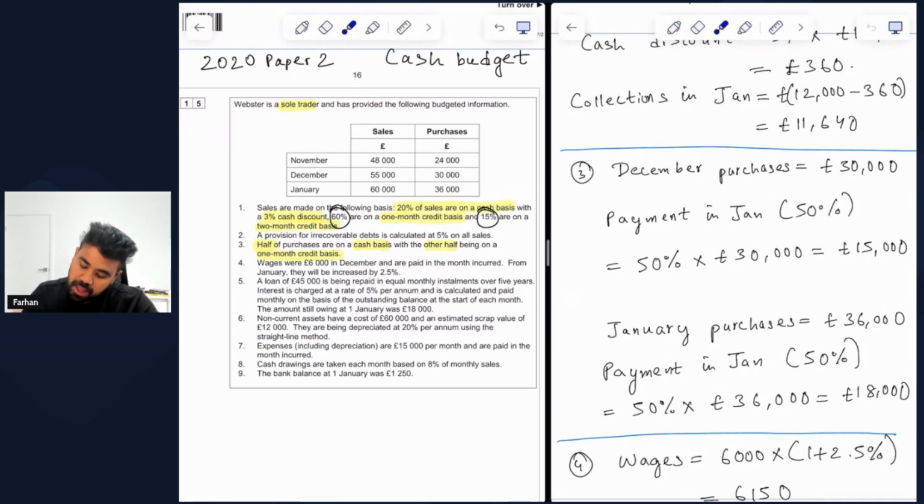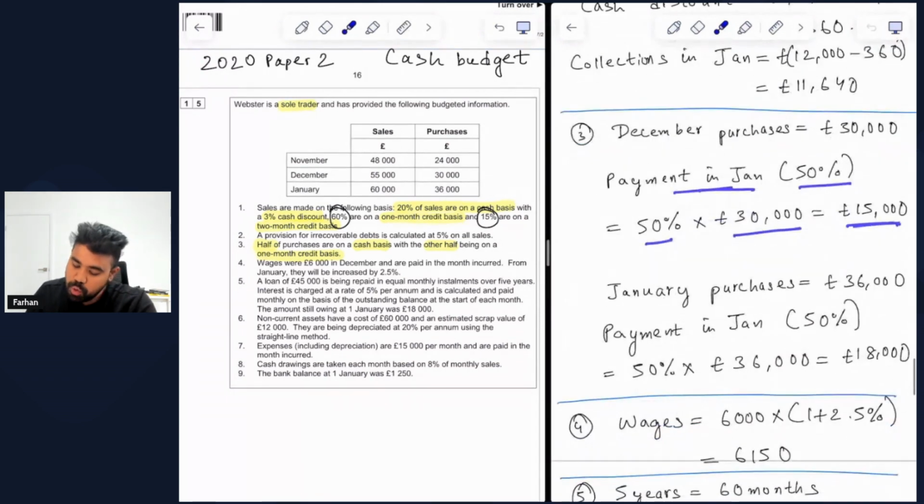We understand that in December, we will be collecting the 50%, and the other 50% will be collected in the next month. Not collected, we will be paying in this case because it's a purchase. We understand that 50% of the purchases that we make in December will be paid in December, and the other 50% will be paid in January. So payment in January will be the other 50%, and that's very straightforward calculations. You multiply 50% with £30,000, being the total purchases you have made in December, and that's £15,000 is what we are going to be paying in January.